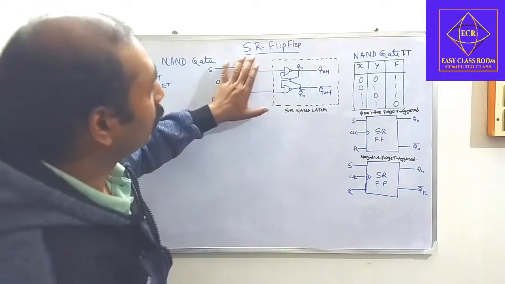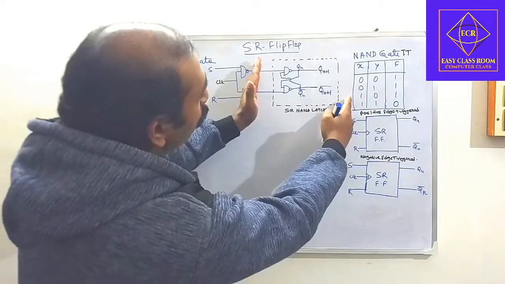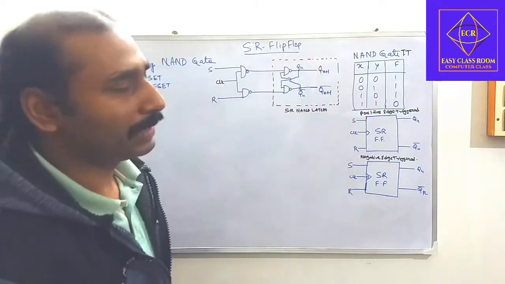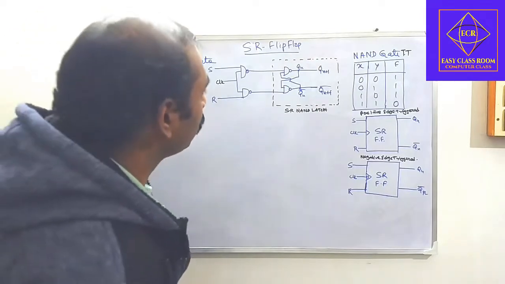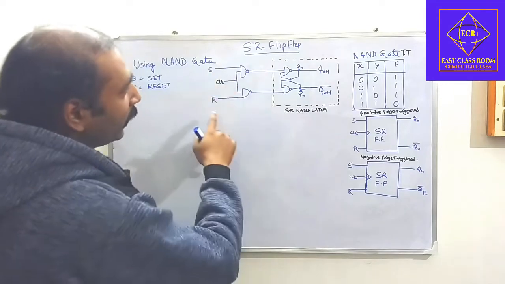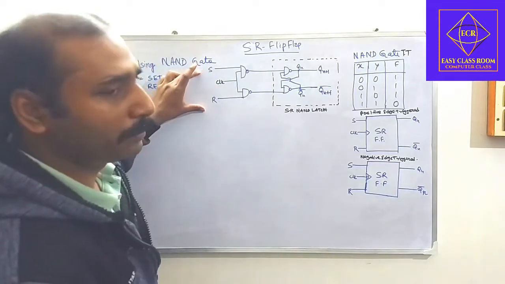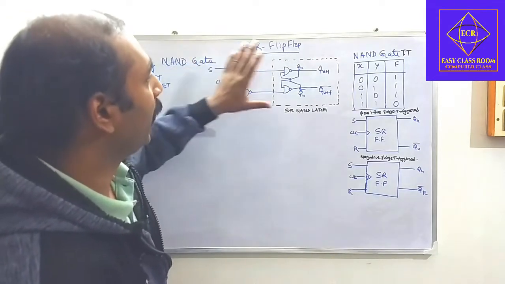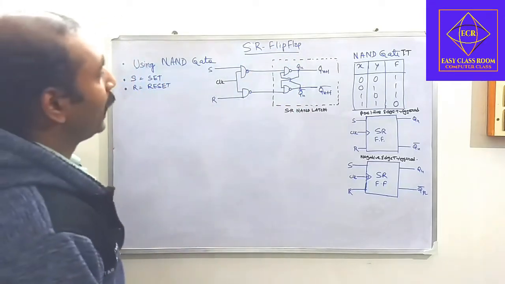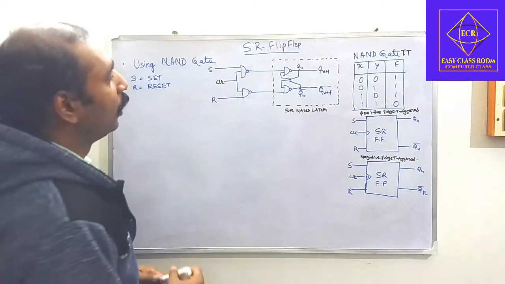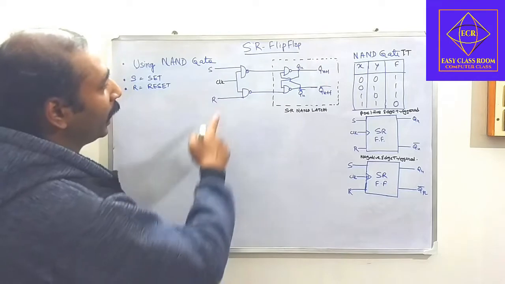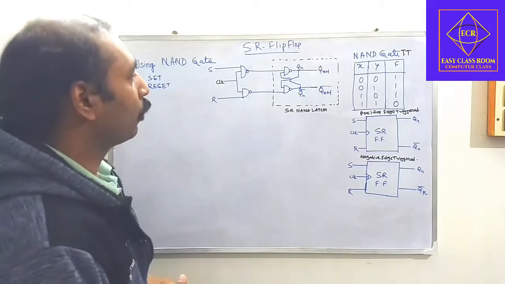Now, from this section, we know that this is the NAND SR latch. We have understood this in great detail in the previous lectures. Now, we are connecting some extra inputs to make it an SR flip-flop. What is actually happening? We are connecting two NANDs and a clock pulse. Now, what is a clock pulse?